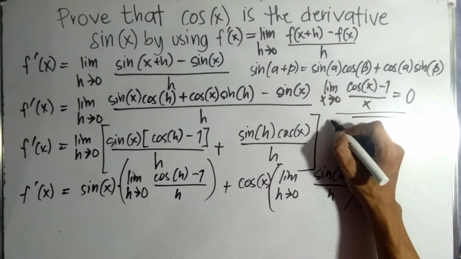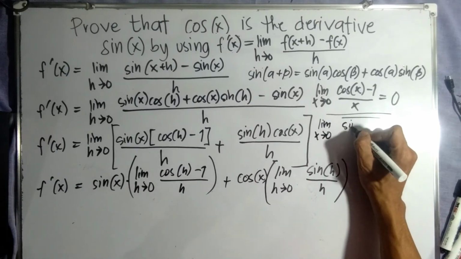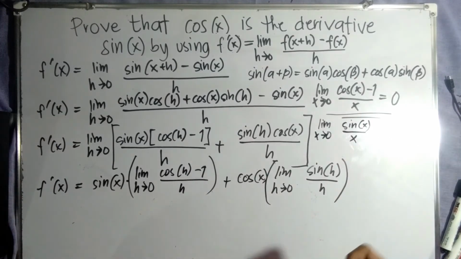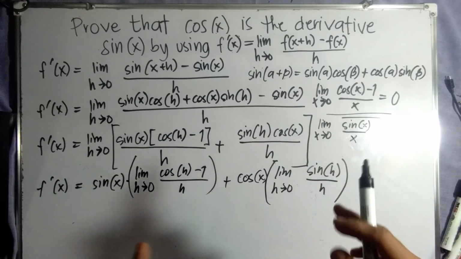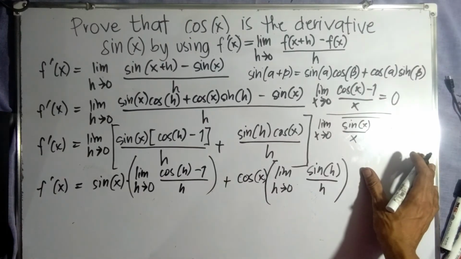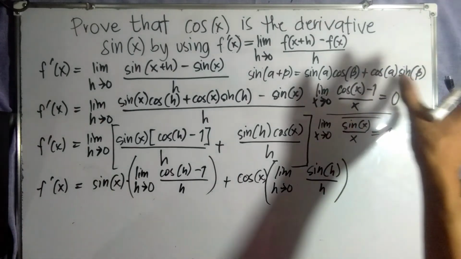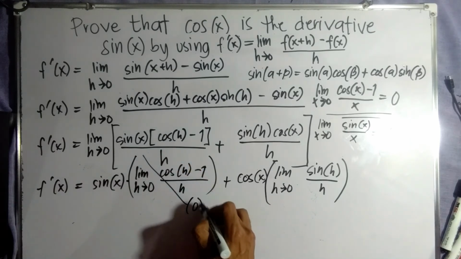Yan yung factor niya. Then, sunod naman, limit as x approaches 0 of sine x over x is equal daw to 1. So, sabi ko kanina, may dalawang paraan para ma-prove to. Left and right hand rule or by using L'Hopital's rule. Okay? So, 1 siya. Okay, 1. So, by applying this concept dito, ibig sabihin, ang value niya, 0 na.